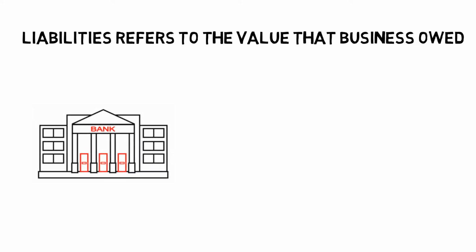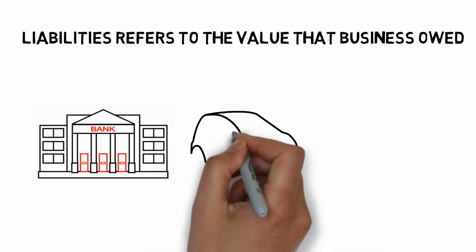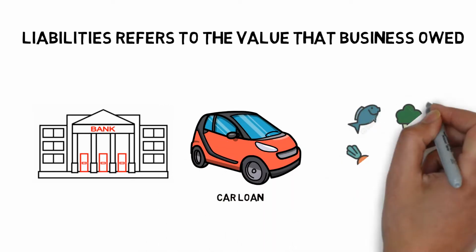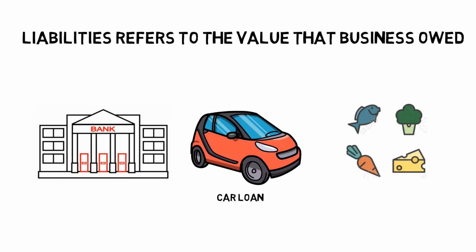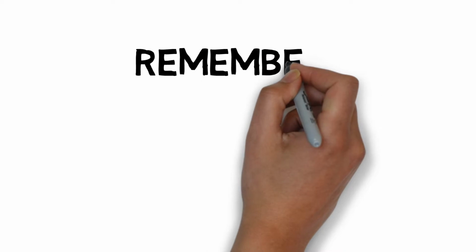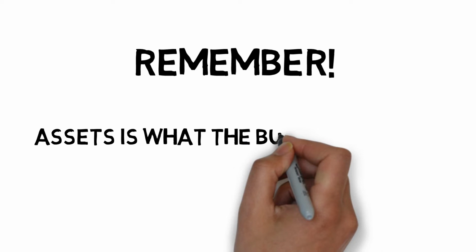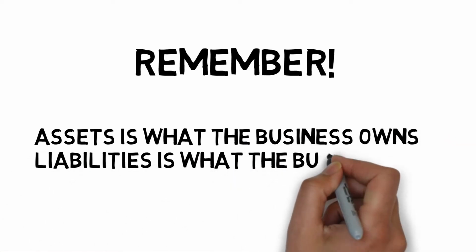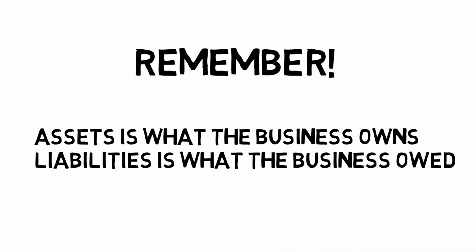It includes a cash loan from the bank, a car loan, or supplies that you bought for your business but are not yet paid. So it means that the business should pay for their liabilities on a future date. So again, the difference between assets and liabilities is that an asset is what the business owns, while liabilities is what the business owes.